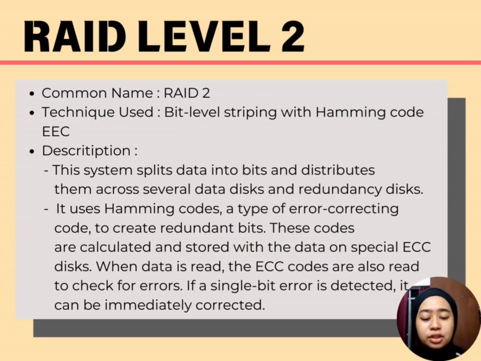For RAID level 2, the common name used is RAID 2. The technique used is bit level striping with Hamming code. This system splits data into bits and distributes them across several data disks and redundancy disks. It uses Hamming codes, a type of error-correcting code, to create redundant bits. These codes are calculated and stored with the data on special ECC disks. When data is read, the ECC codes are also read to check for errors. If a single bit error is detected, it can be immediately corrected.